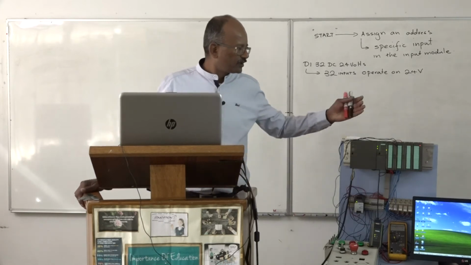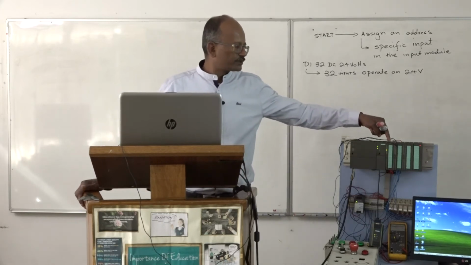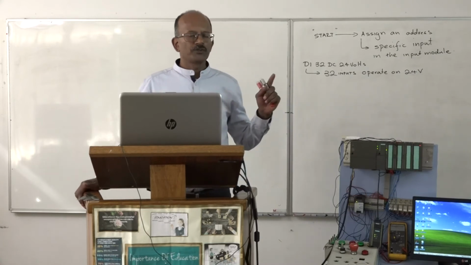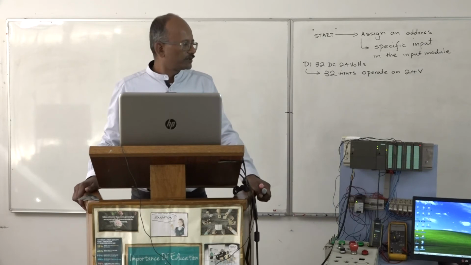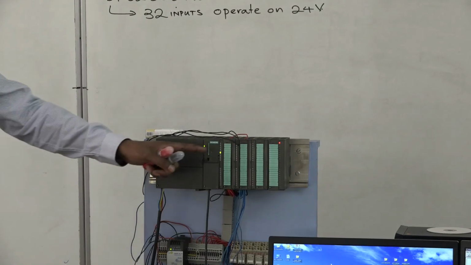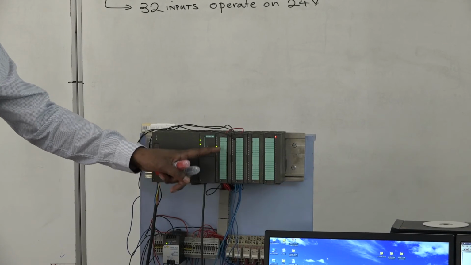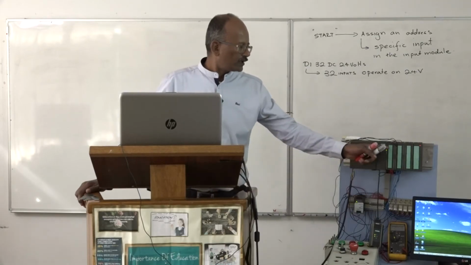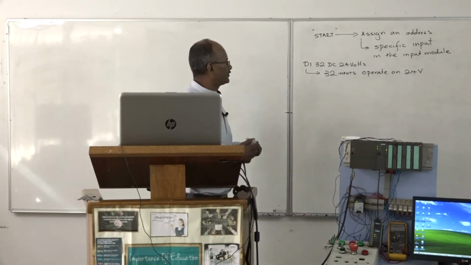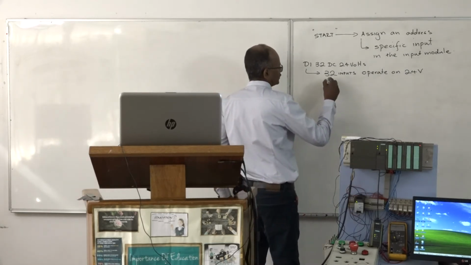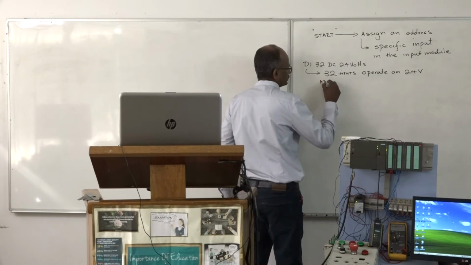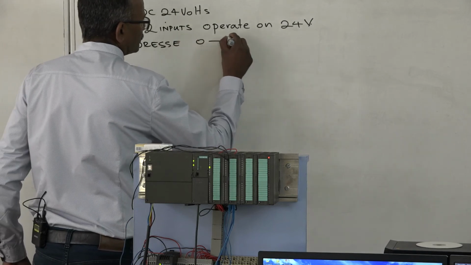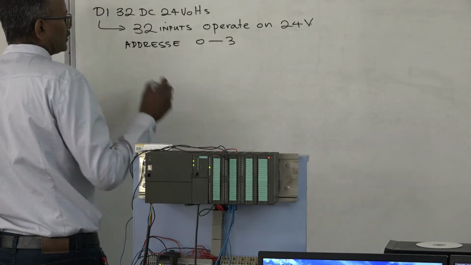When you're actually configuring your PLC, you assign addresses to your input modules and to your output modules. I'm going to show you later on how to get to the hardware configuration, but for now, I'm just going to explain, because I'm going to use these inputs and outputs just now. Your digital inputs have addresses from 0 to 3.